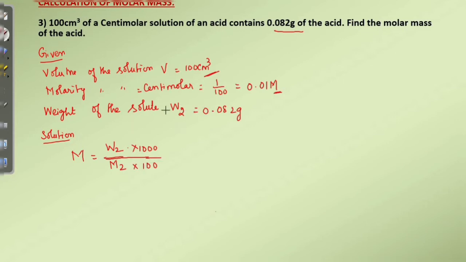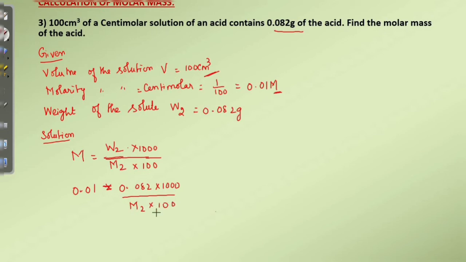Okay, so now we know W2. So you can substitute the value, you know the molarity value also. So it is 0.01 into W2, this is equal to 0.082 into 1000 divided by M2 into 100.